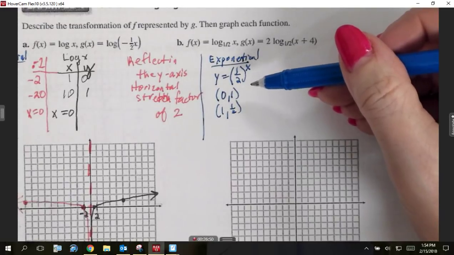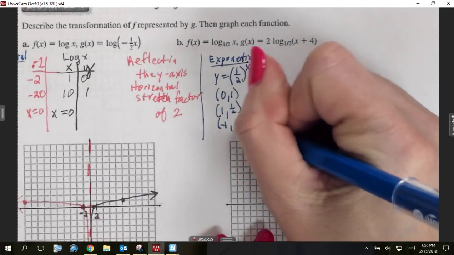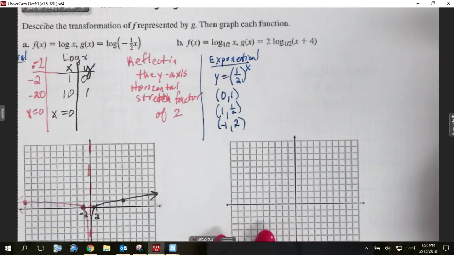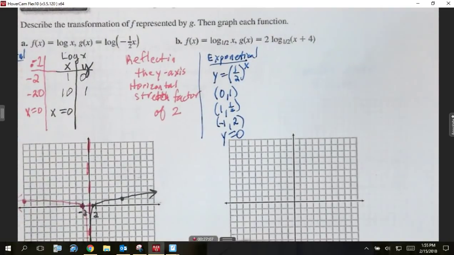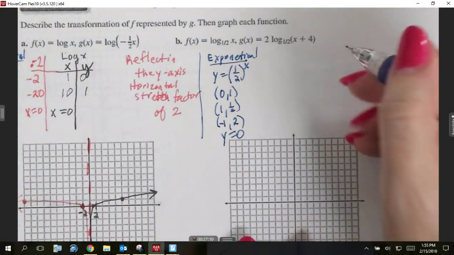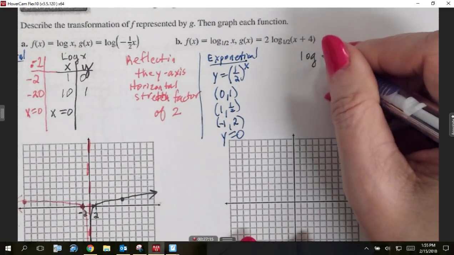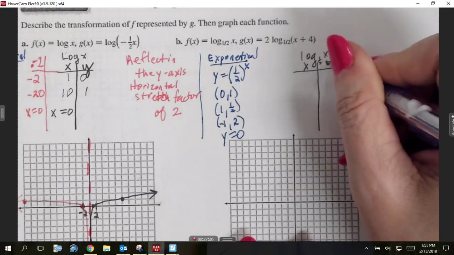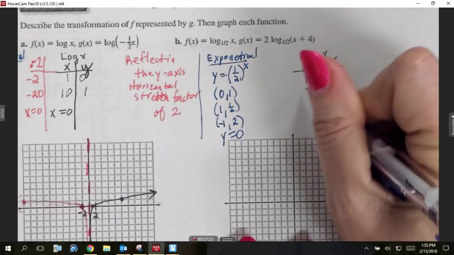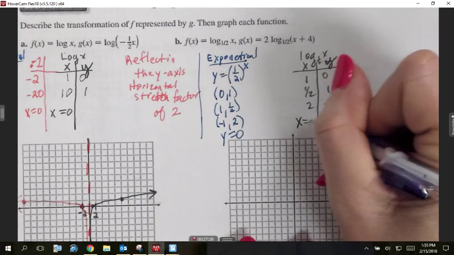And is this growth or decay? Decay, and usually if it's decay, I like to do negative 1, so it gives me an easier number to graph. Negative 1, 2. Y equals 0 is the asymptote. Then we'll do the log. So to do log, you just switch x and y. So we'll have 1, 0, 1/2, 1, 2, negative 1, and then x equals 0.